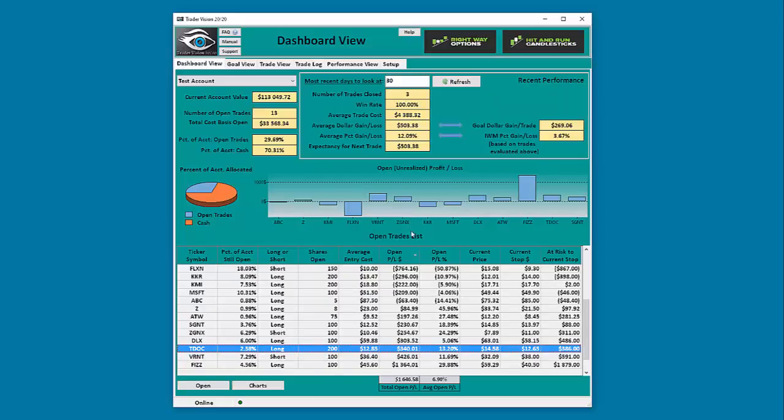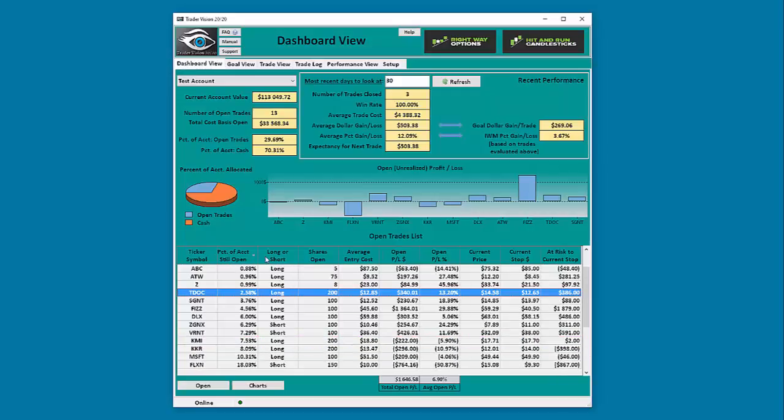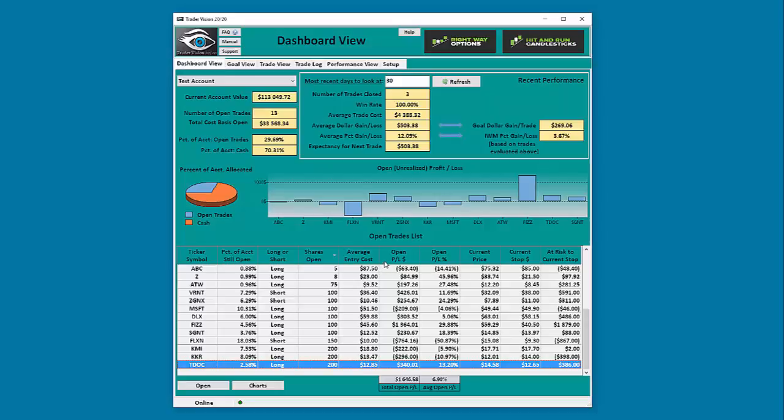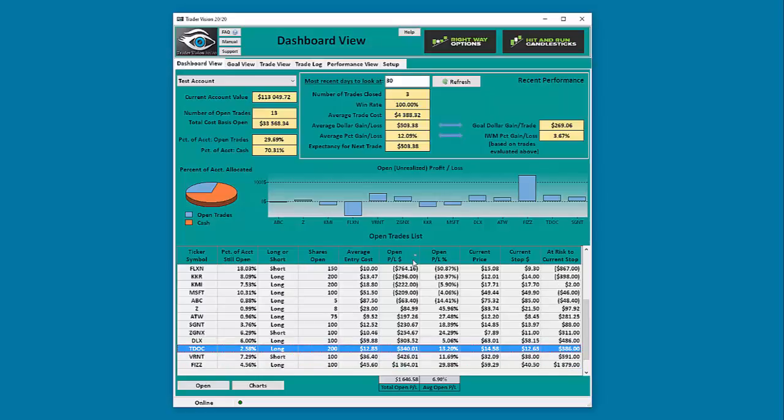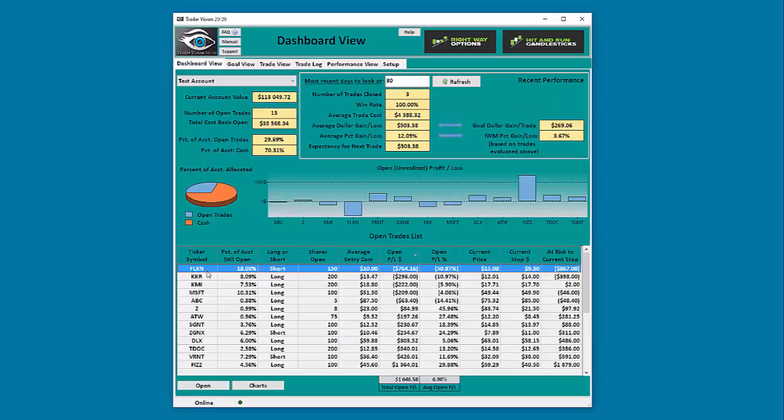Down below, you'll notice we have the open trades list. Here we have pertinent information about all of our open trades. All of these columns are sortable, which is a very handy feature for quickly getting a handle on which trades we need to focus on first on a particular market day. For example, let's say that we just sort by ascending open profit and loss. We can see that the FLXN trade is way underwater, and we need to probably get a handle on what's going on here.